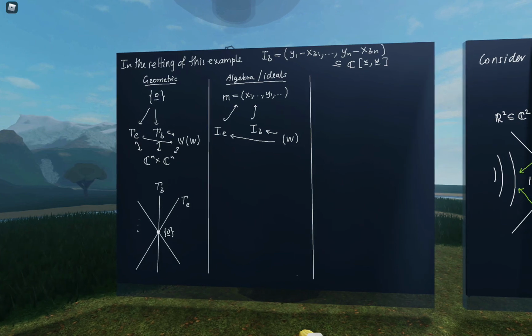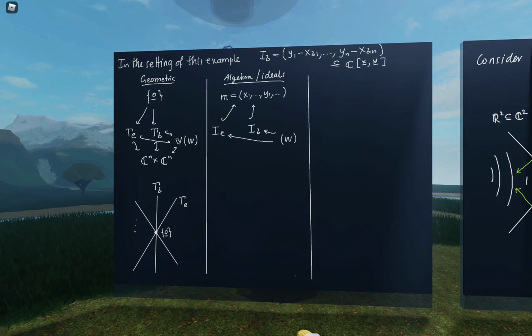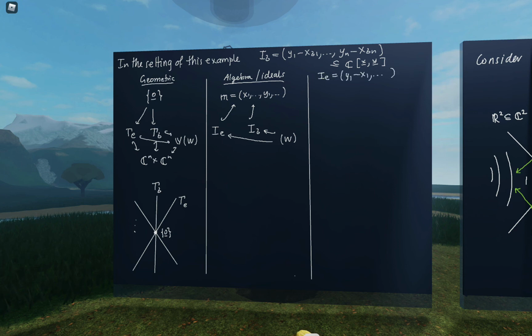Okay. Dan, could you remind me what IE is? Yeah, so IE is the special case of this I sigma, where sigma is E, the identity permutation. Oh, okay. But so it's just yi minus xi. Yeah.